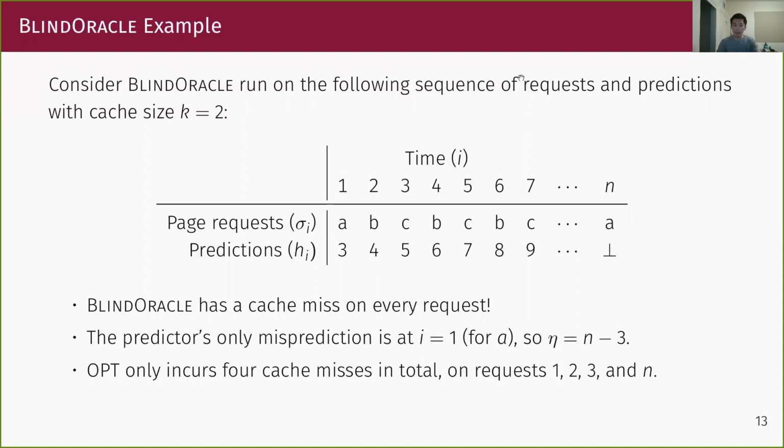So it turns out that blind oracle actually has a cache miss on every request. The reason being that blind oracle thinks page A is coming very soon. And so it keeps page A in the cache the entire time. And then alternating requests for B and C cause thrashing of this cache.